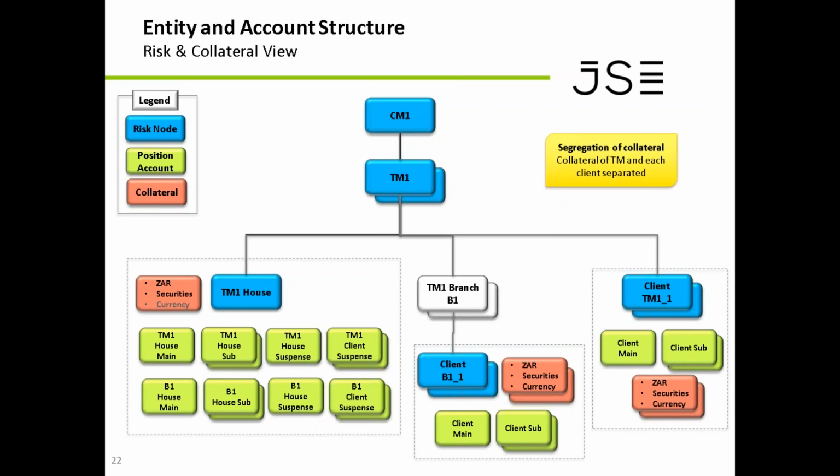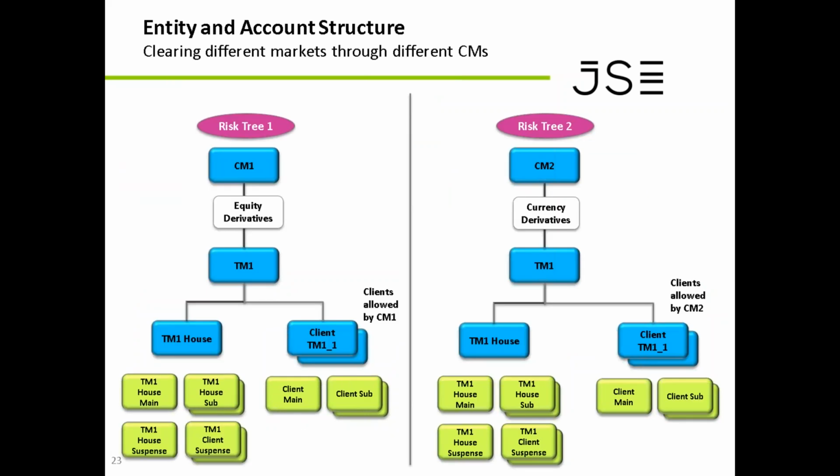Then there's segregation of collateral. So I think I've just explained that. And then in this slide, we are trying to show you that there are two different risk trees created if you have a trading member clearing through two different clearing members.